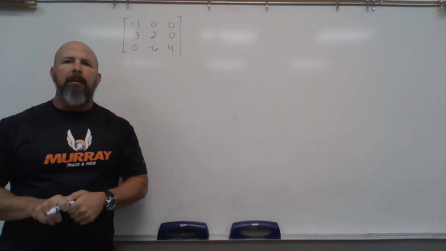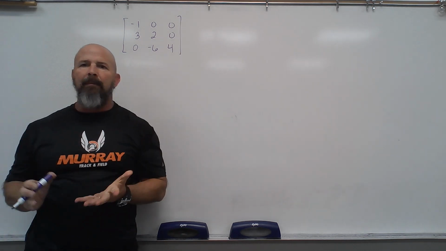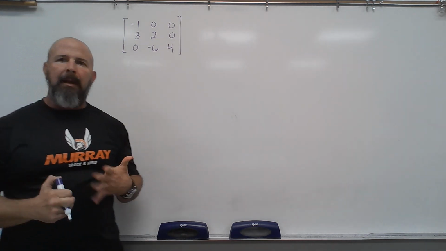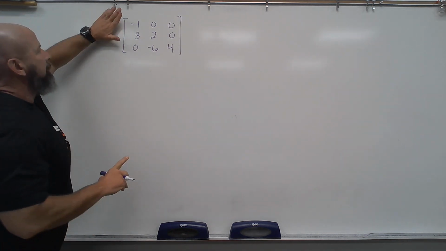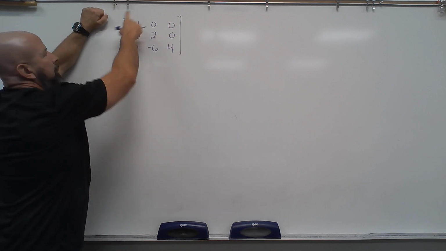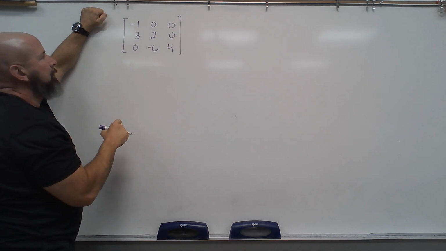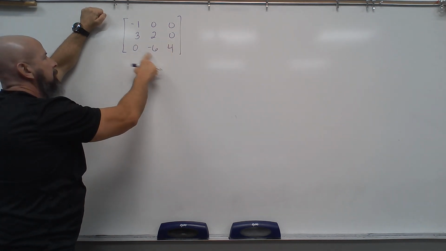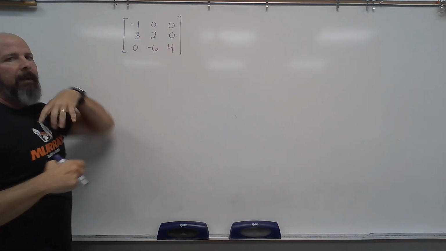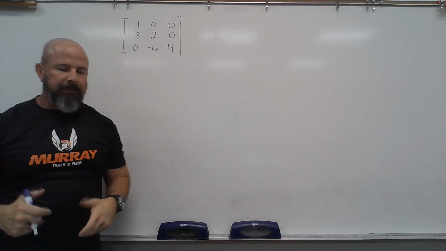All right, we're going to take a look at finding an inverse of a 3 by 3 matrix. So I have a 3 by 3 matrix. So again, 3 rows, 3 columns. Got -1, 0, 0, 3, 2, 0, 0, -6, 4. And I want to find the inverse of this matrix.